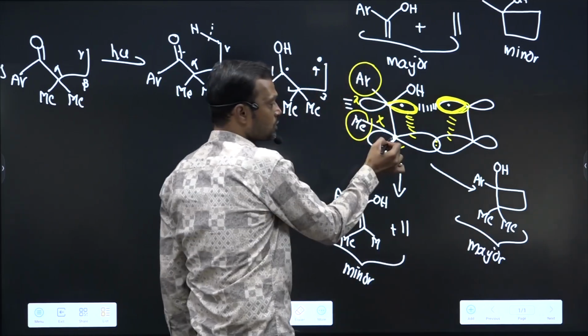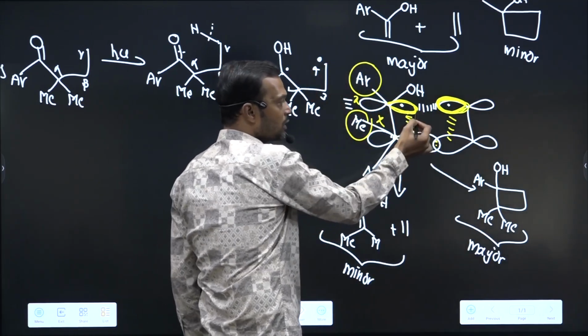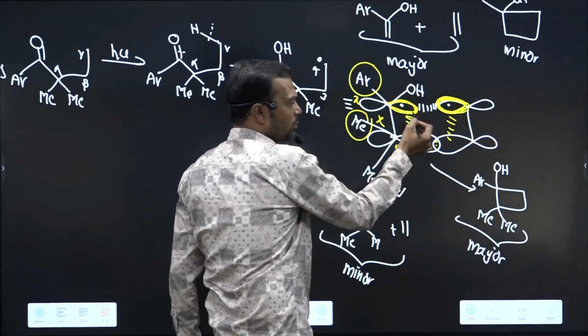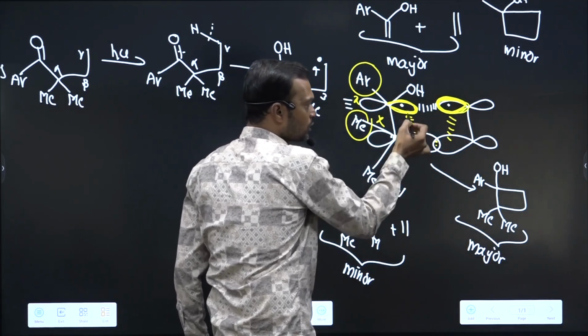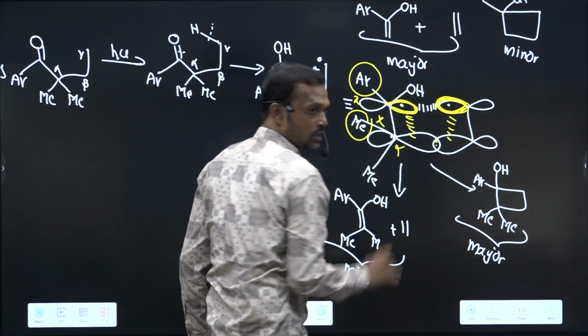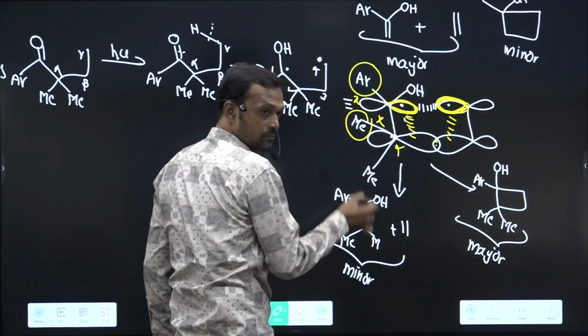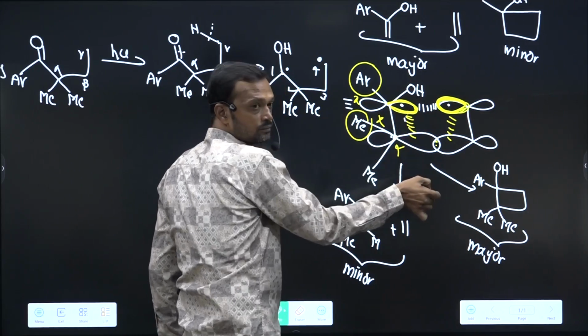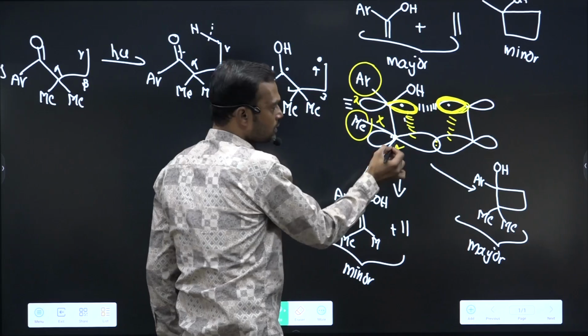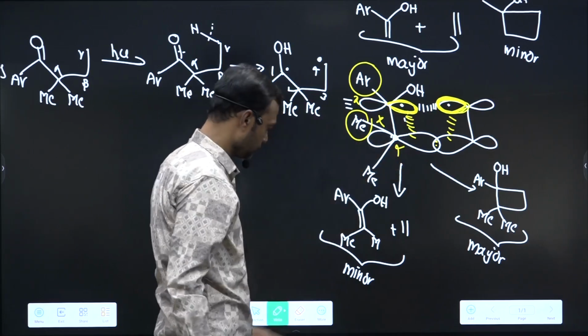If any alpha substitution is there, the non-planar arrangement increases the linear overlap. When linear overlap is very strong, this is weak, then automatically you will get this answer. Suppose if this is strong, this is weak, you will get cleavage. You will get this cleavage here. Okay, so that is the importance of alpha carbon substitution. Right.